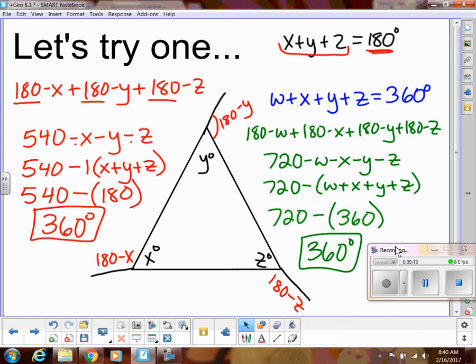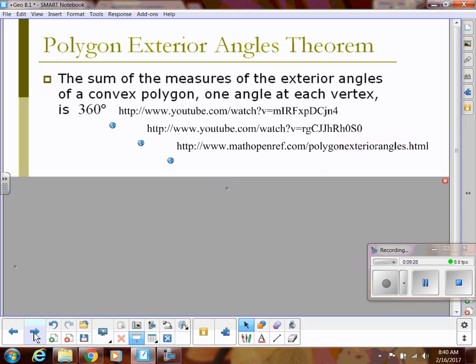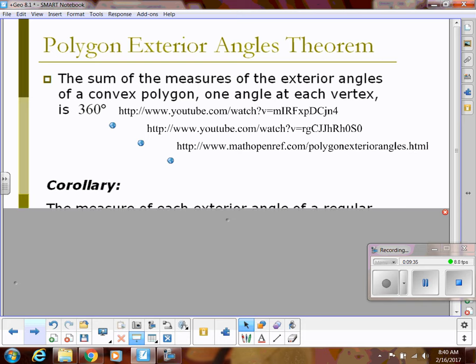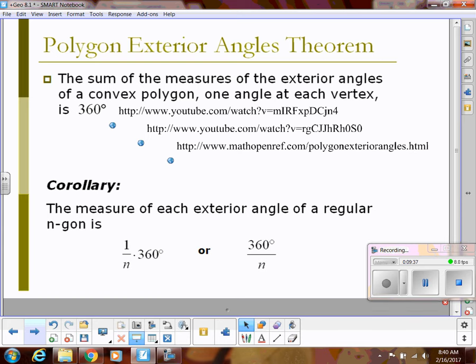Okay, so think about what's happening. Every time I add a side, I'm adding an angle measure, which adds a 180, and then I'm also subtracting 180 because I've also added to the interior angles. That's another triangle. All right, so it's always going to end up being 360. The sum of the measure of the exterior angles will always add up to be 360. And then, of course, a corollary to that is if I have a regular polygon or n-gon, then each exterior angle will just be 360 divided by n, however many there are.